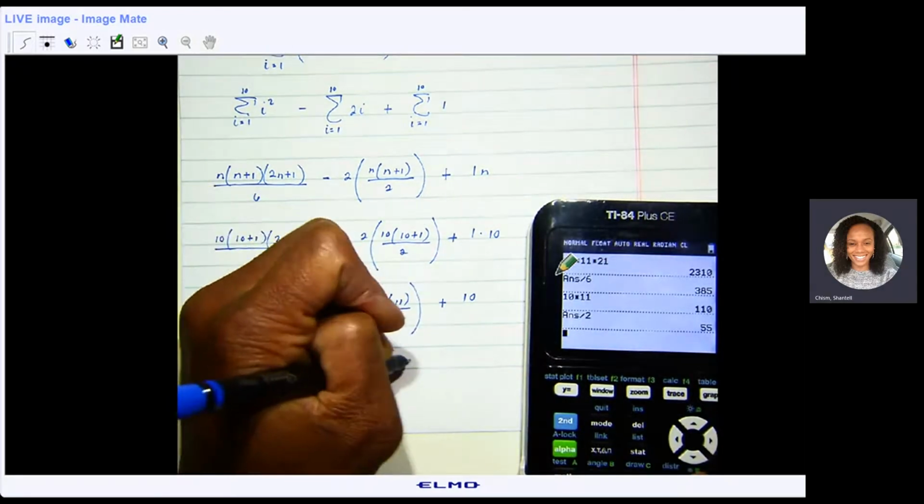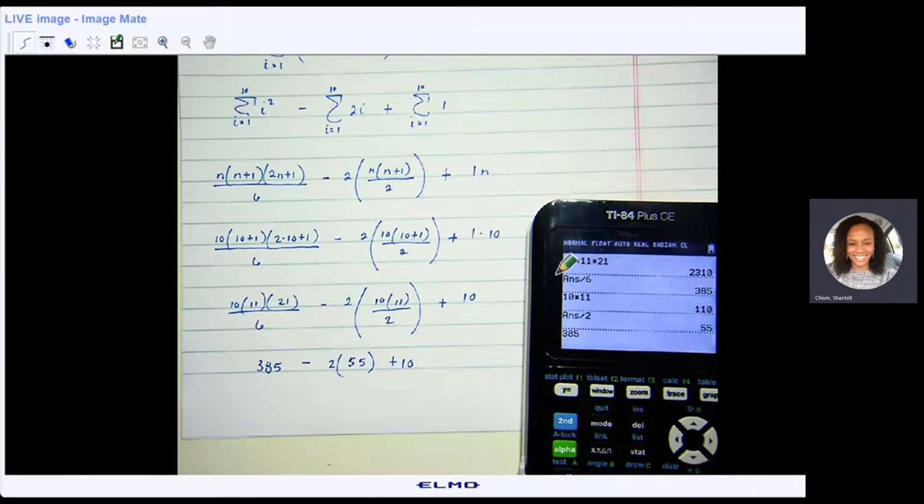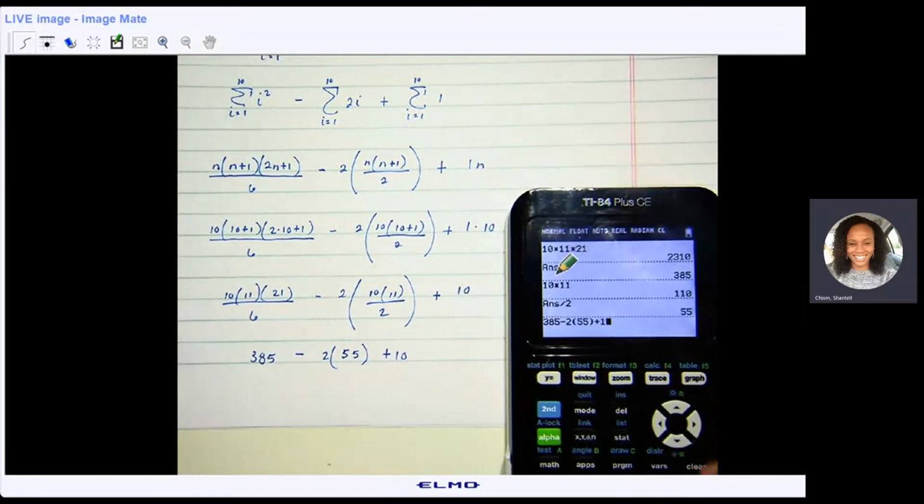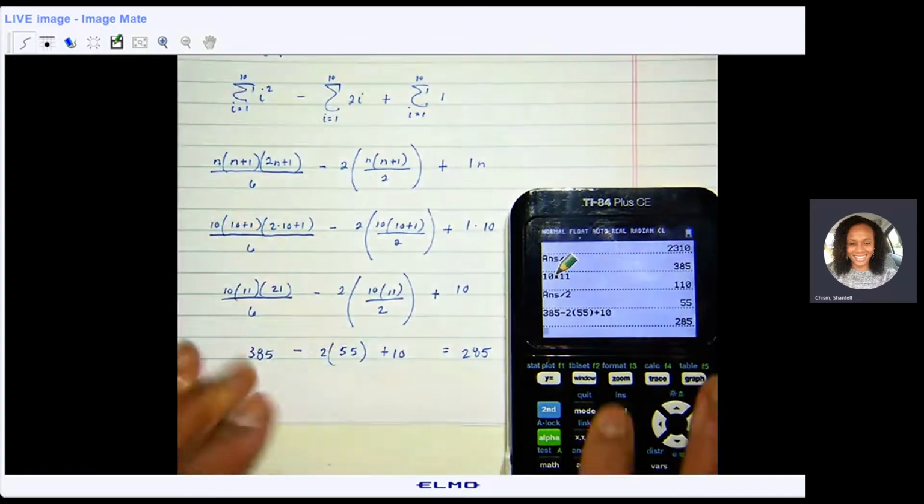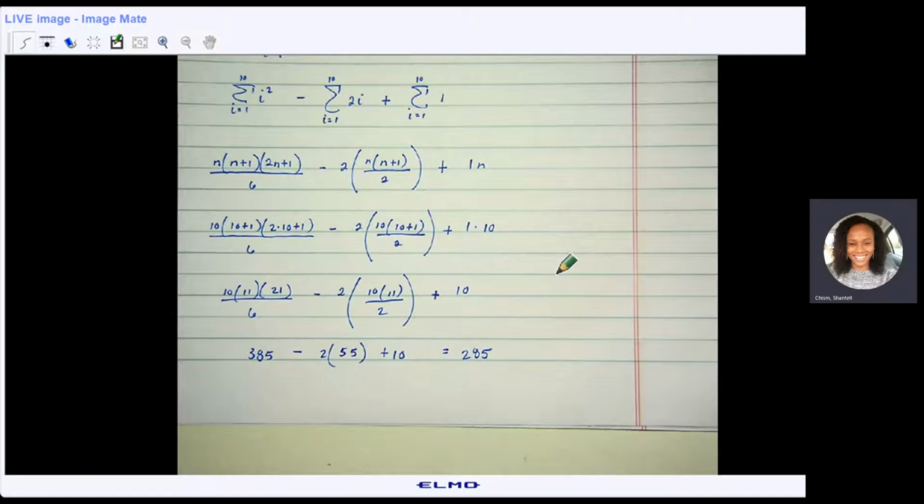And then plus 2. So 385 minus 2 times 55, and then plus 2. 285. Okay? 285.